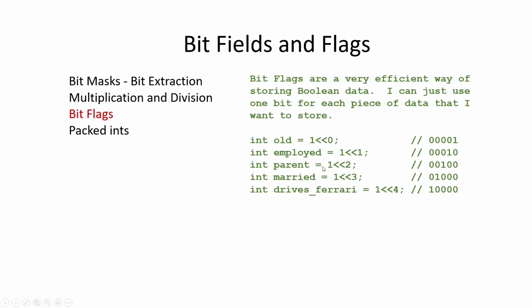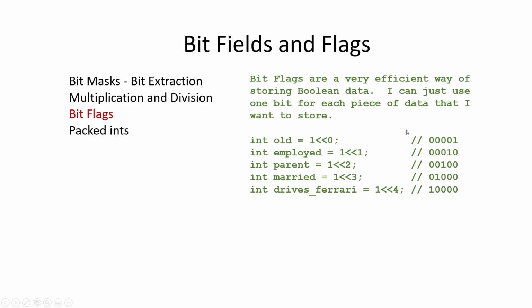And then for the rest of these, I'm a parent. I'm not married. I do not drive a Ferrari. Sorry, guys, this job does not pay that well. But then I'm just going to shift a 1 into whatever position. So this is my mask for each one of these different variables. So again, parent is going to be shifted by 2 positions into that spot. Married will be over here into that one. Drives Ferrari into that position.